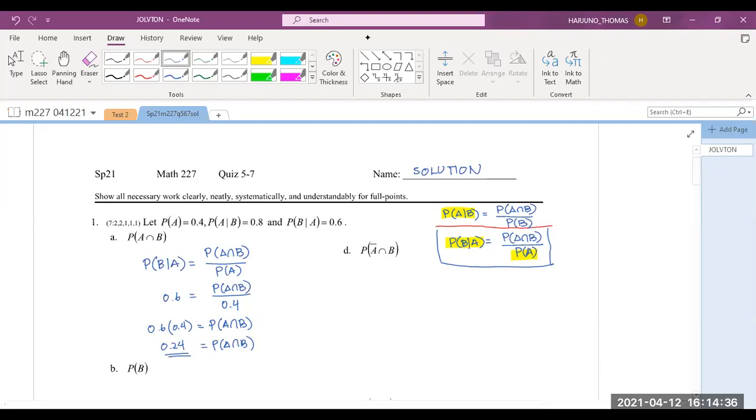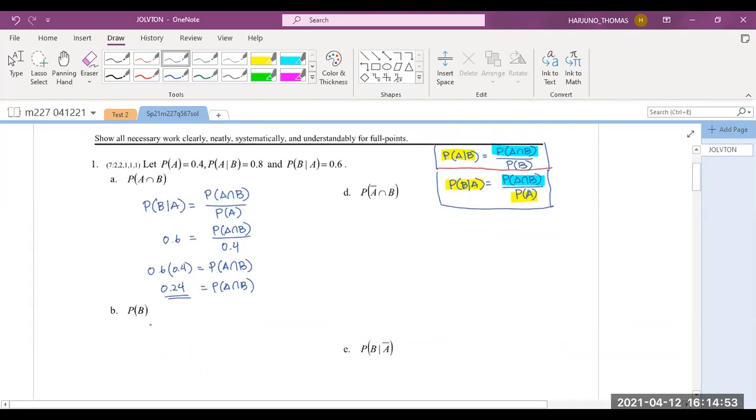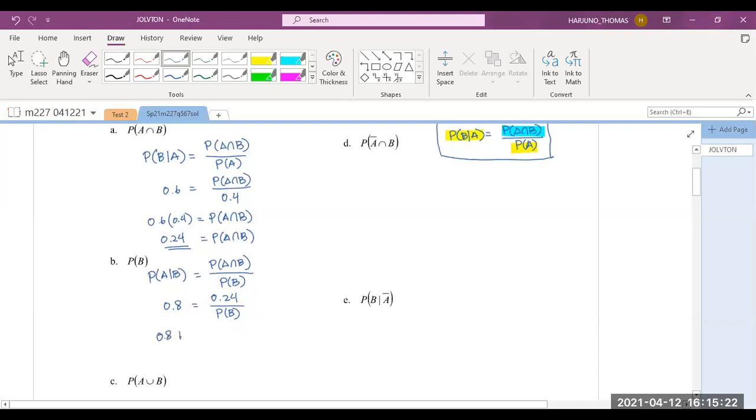Okay, now you notice that once we know the probability of the intersection, then we know this guy, right? I can use the first formula to find the probability of B. The probability of A given B is equal to the probability of the intersection over the probability of the condition. A given B is 0.8. The probability of the intersection is 0.24. So 0.8 times the probability of B is 0.24. The probability of B is 0.24 over 0.8.